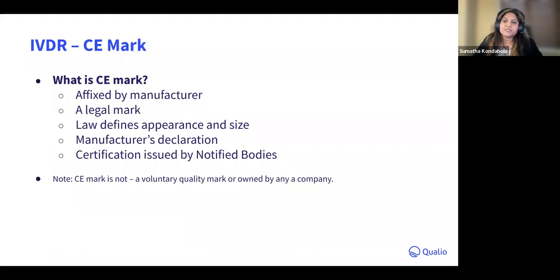And when it comes to the IVDR CE mark, before we go ahead with it, what actually is a CE mark? It is a legal mark, affixed by the manufacturer.